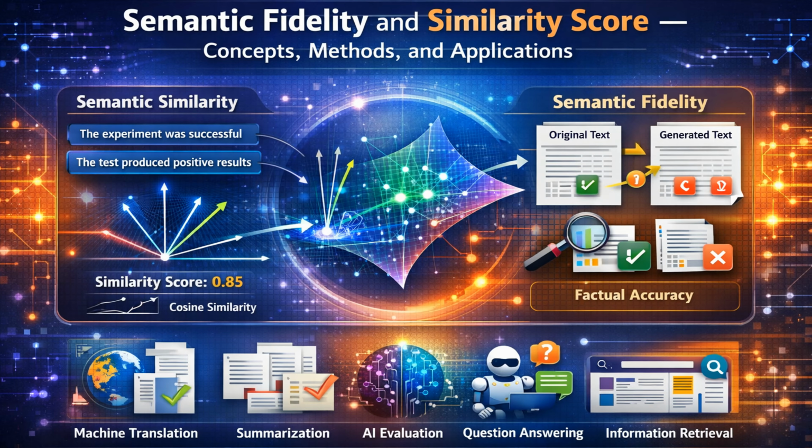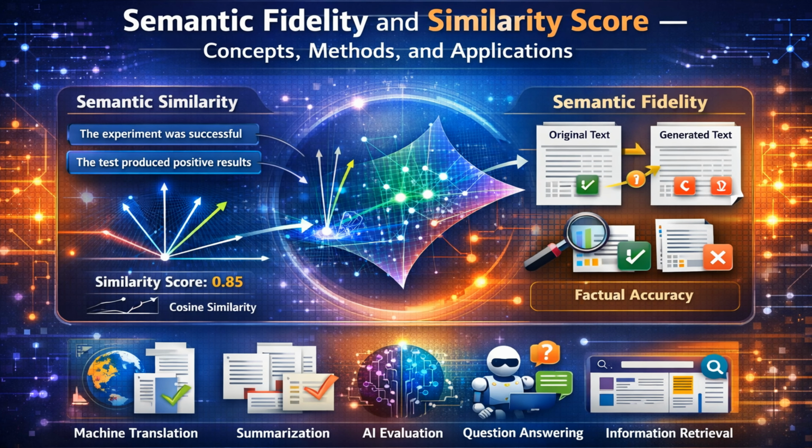But importantly, fidelity often includes extra steps like alignment or entailment checks to see if one sentence logically follows from the other. Some systems even use natural language inference models to check for contradictions. Interesting. So it's not just about the vectors being close, but also about logical consistency. What are some real-world applications of these similarity and fidelity scores?